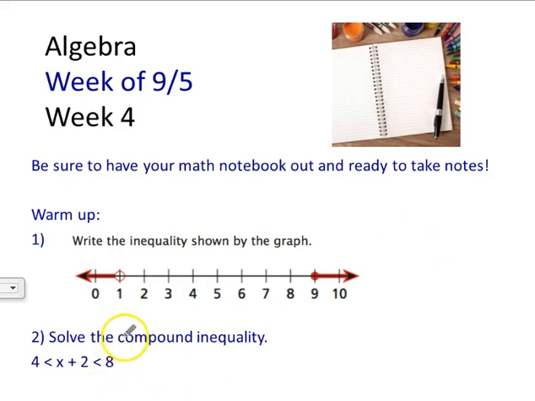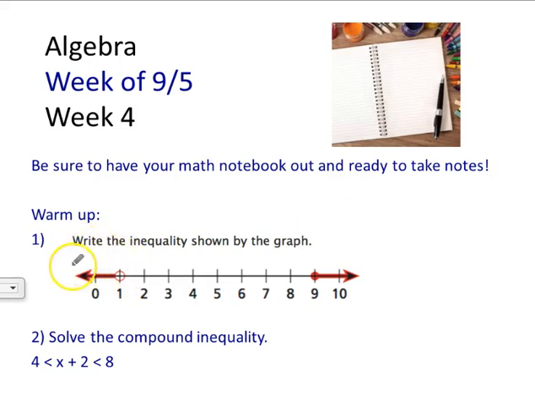Alrighty, so let's look at number 1. Number 1 is a compound inequality because we've got more than one inequality. We've got this inequality here and this inequality here. So this is a compound inequality because we've got 2 inequalities that are combined. This is going to be an inequality where we're going to use the word or.